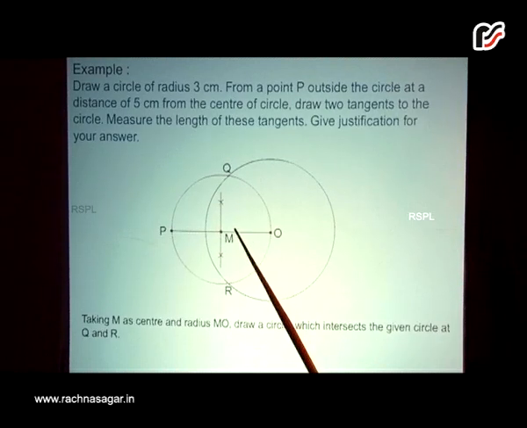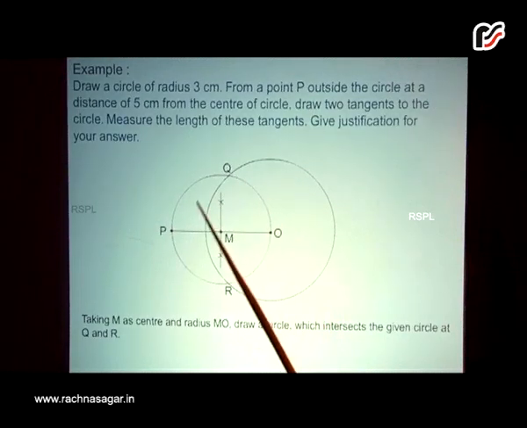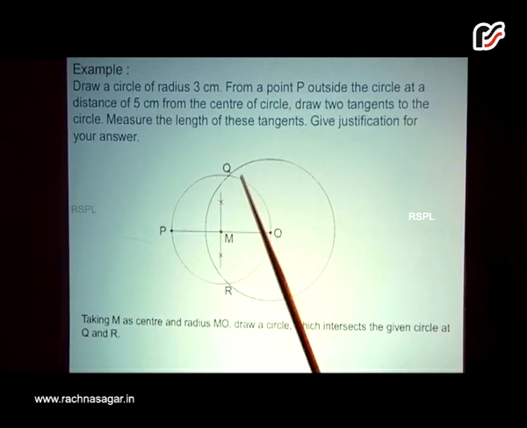Then you take M as the center and radius MO, and draw a circle. What do you observe here? The second circle is cutting the first circle at 2 points Q and R.